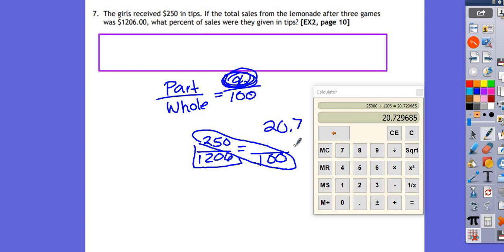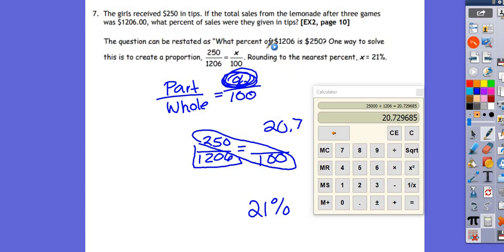Well, this is a percent. So I could say it's 20.7%. I could even say it's 21%. So what percent of sales were given in tips? 21% was what the tips equaled.